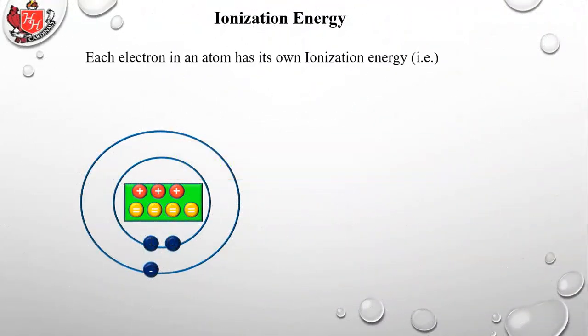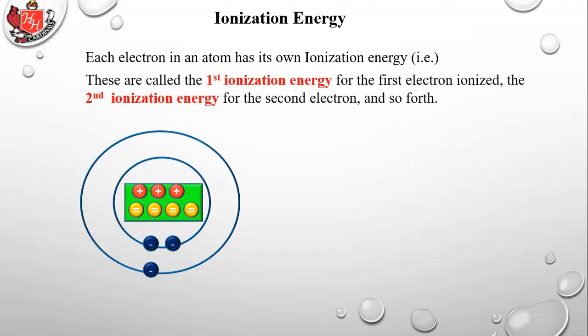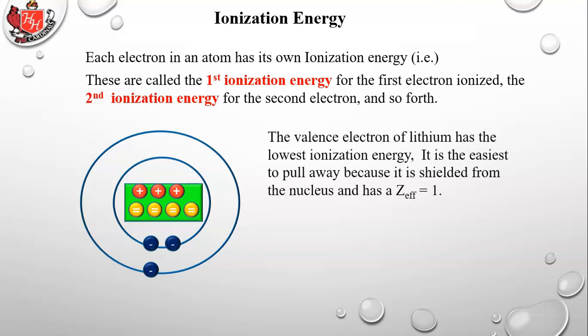Each electron in an atom has its own ionization energy. These are called first ionization energy for the first electron ionized, and the second ionization energy for the second electron, and so forth. The valence electron of lithium has the lowest ionization energy. Of the 3 electrons that lithium has, the valence electron has the lowest. It's the easiest to pull away because it's shielded from the nucleus and has a Z effective number of 1.